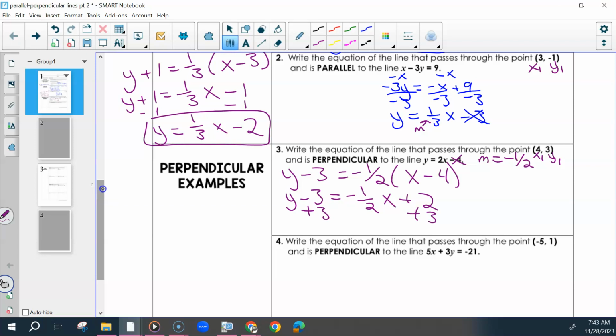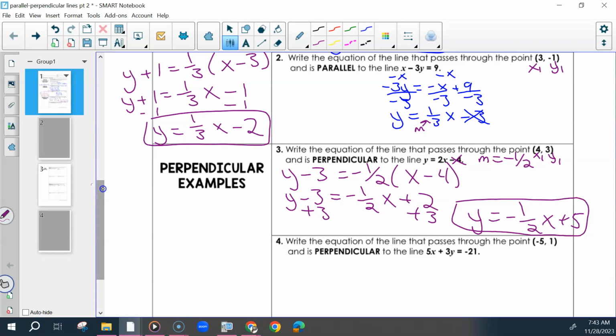What is your final equation? Y equals negative 1.5x plus 5. So this one is perpendicular to the original and has a negative reciprocal slope. Yes. Because it's perpendicular, it has to be a negative reciprocal, and has to be negative.